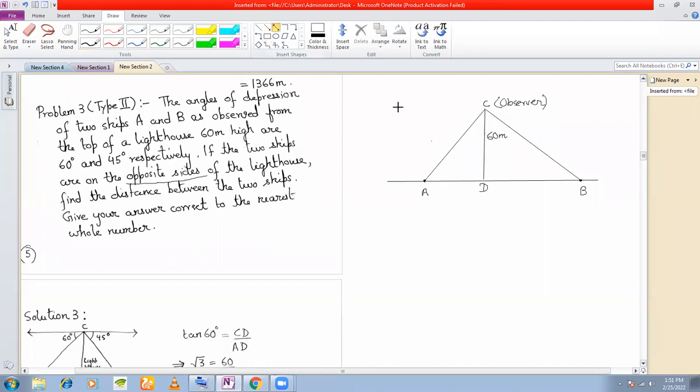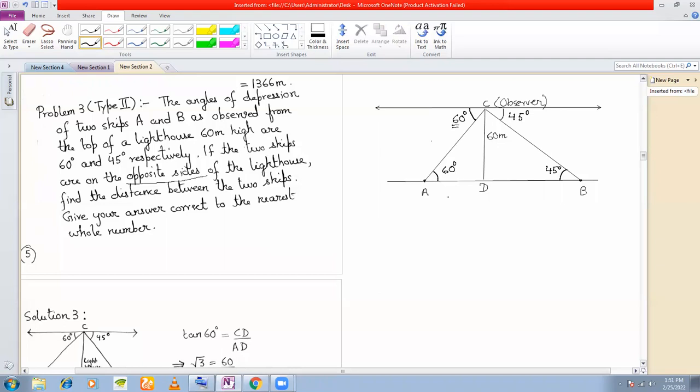Now, what do you mean by angle of depression? Angle of depression is the angle made with the horizontal, right? With the line of sight of the observer. So line of sight are CA and CB, and the horizontal is this line that I have drawn. So one angle here is 60 degree angle of depression, and the other angle here is 45 degree. These two angles are given to you. Now, if this angle is 60 degree, this angle must also be 60 degree because they are alternate angles. And this angle must be 45 degree because they are alternate angles, right?